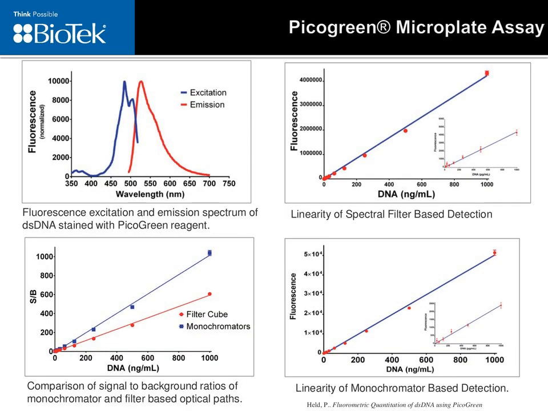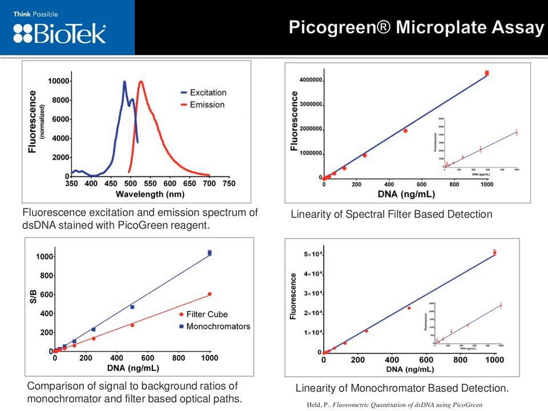So if we look in the upper left-hand corner at the plot of the fluorescent excitation and emission spectrum of double-stranded DNA, this spectrum was taken on a sample of 1 microgram per mL double-stranded DNA in TE stained with PicoGreen reagent. And this data has been normalized such that the maximum value was 10,000 RFUs. And we can see our peaks around 450 nanometers and 525 nanometers for excitation and emission respectively.